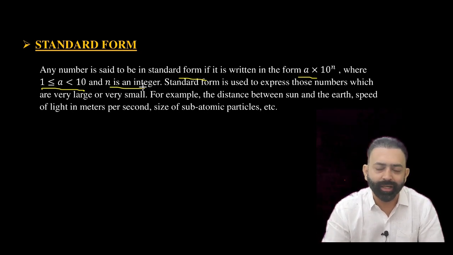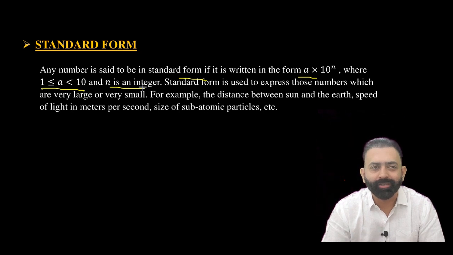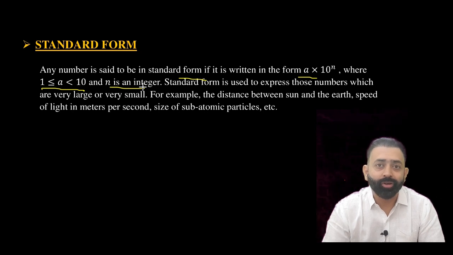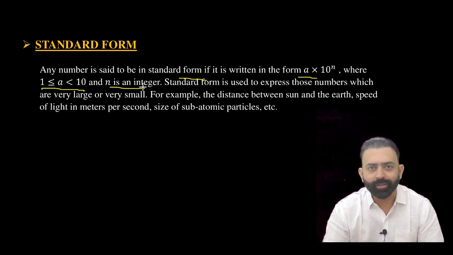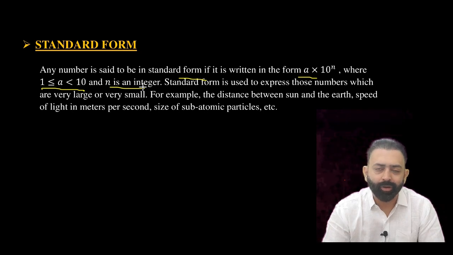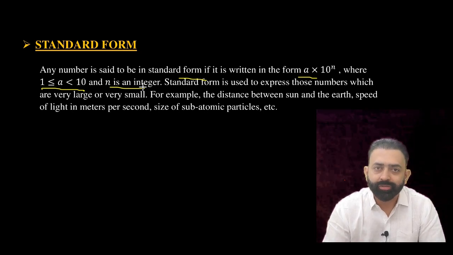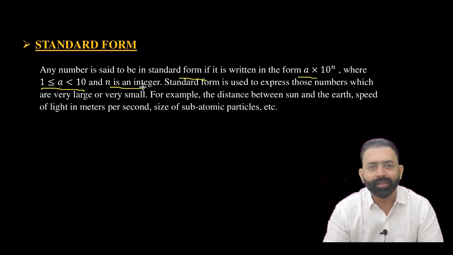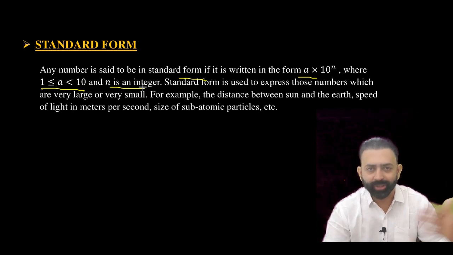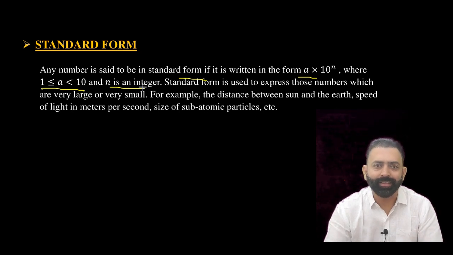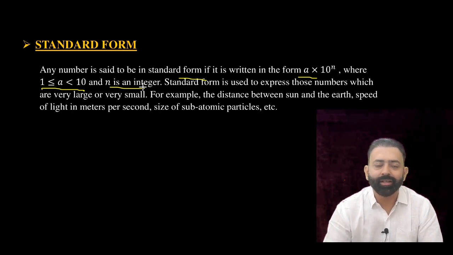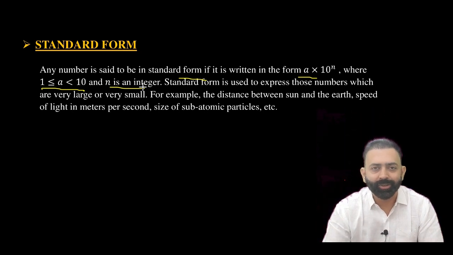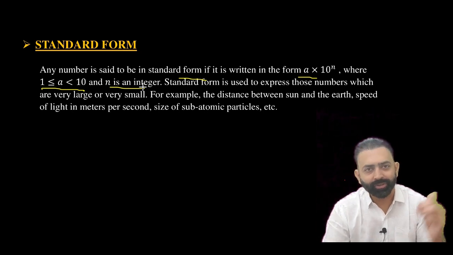Now what is the use of writing any number in a standard form? There are two uses. One is to represent quantities which are very large, for example, the number of stars in a galaxy, or the number of galaxies in the universe. If you have to write the mass of the sun, or the mass of the solar system, all these quantities are very big and involve a number of zeros. The distance of sun and earth in meters also involves writing a number of zeros, right?